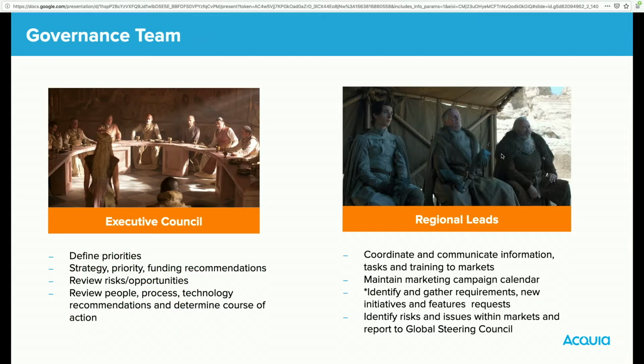And then the last two roles are the executive council and then the regional leads. So similar to the other council, the executive council helps define priorities. They make recommendations on strategy and for funding and different priorities. They review risk and opportunities and look at people, process, technology recommendations, and then determine the course of action going forward. And then the regional leads, they coordinate and communicate information and tasks and training to markets. They maintain the marketing campaign calendar, things like that. They identify and gather requirements, new initiatives, and then they identify risk and issues within the markets and then report that up to the Global Steering Council. So this could also be seen as that group of the different houses when they come together and they're trying to push forward and decide on the direction going forward.